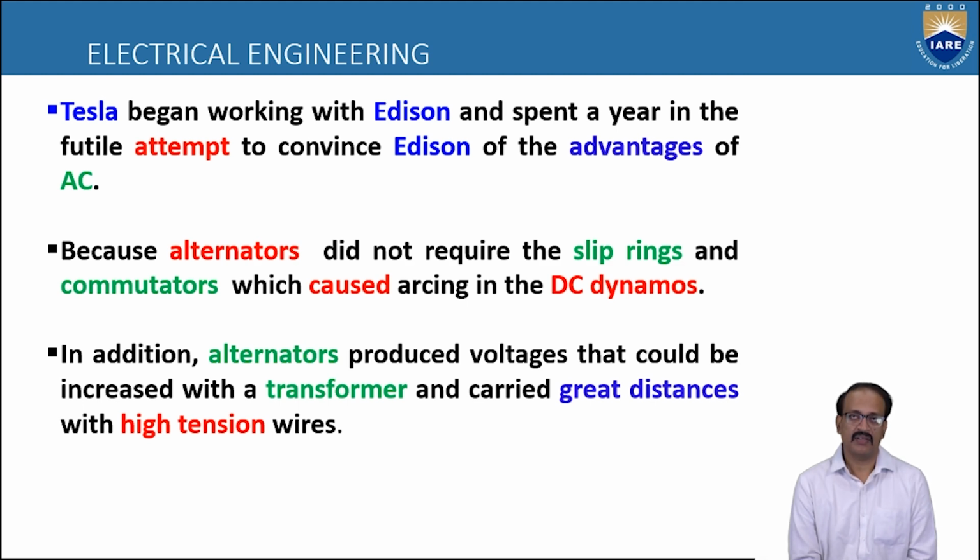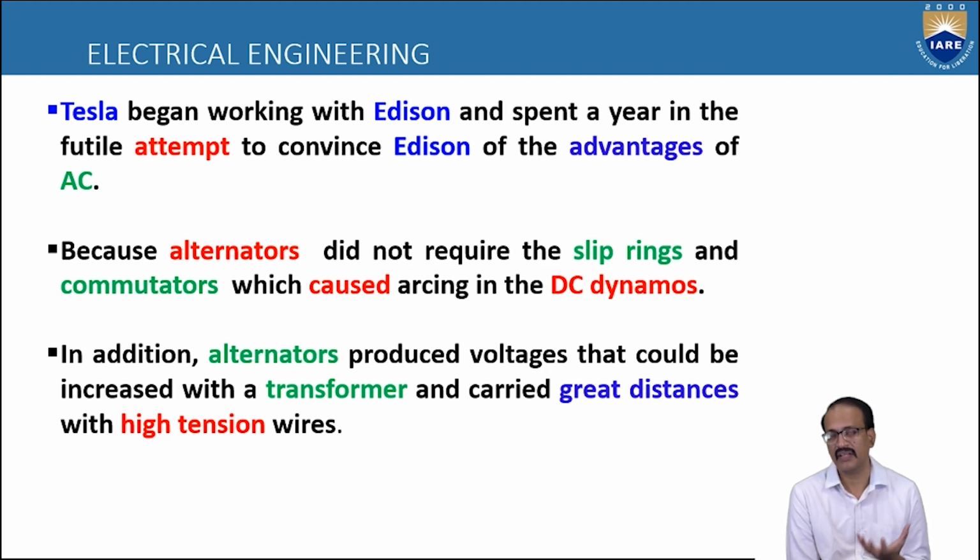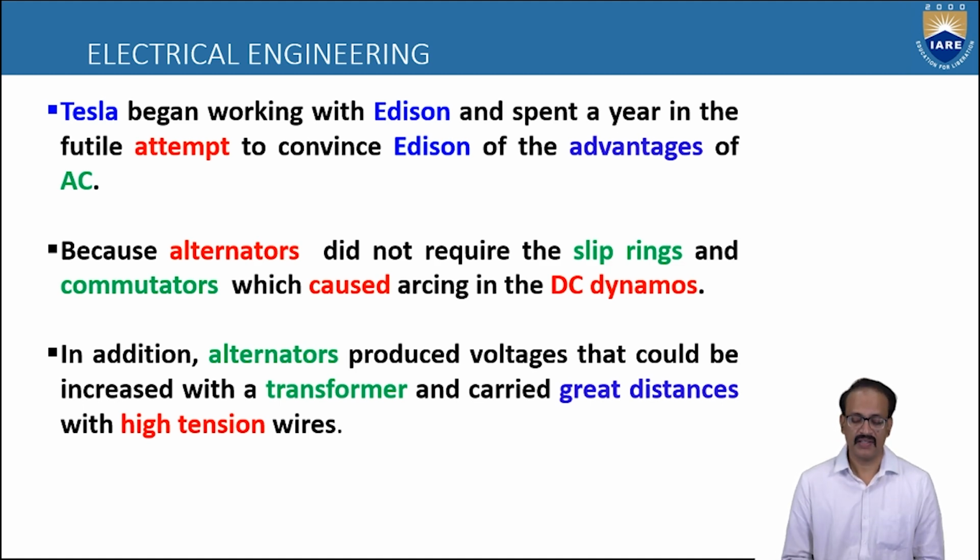The alternator did not need the slip rings and commutator. The generator actually produces AC power. In those days we were using DC, so for that we needed the commutator, which converts AC into DC. That is not needed if you are able to directly use the AC that is naturally produced in the generator.